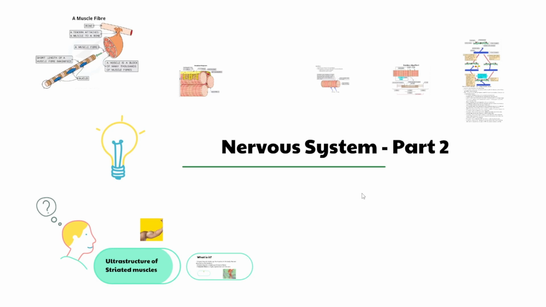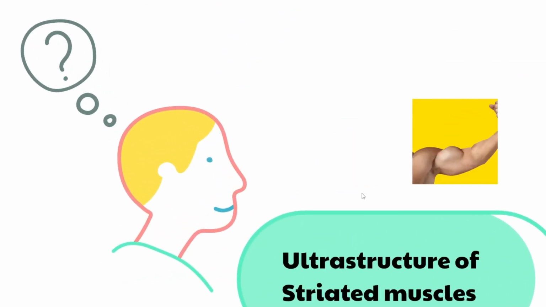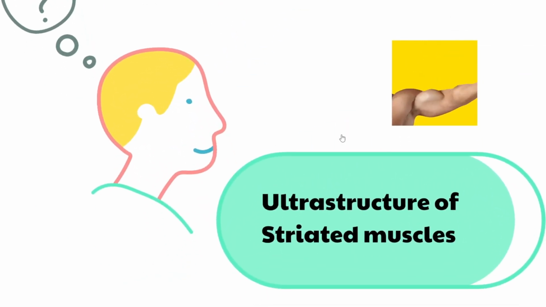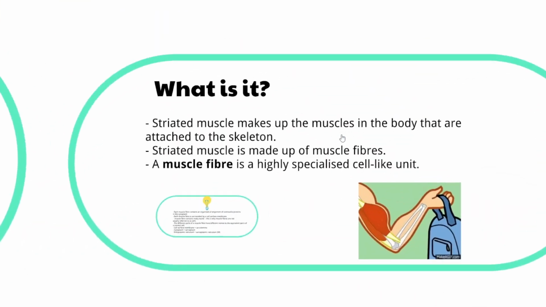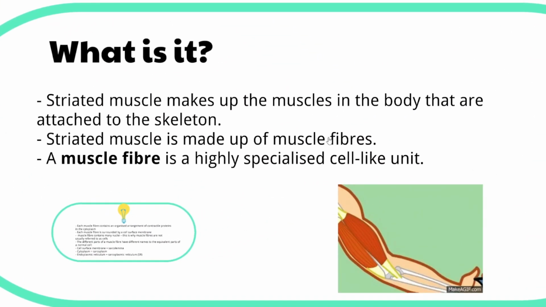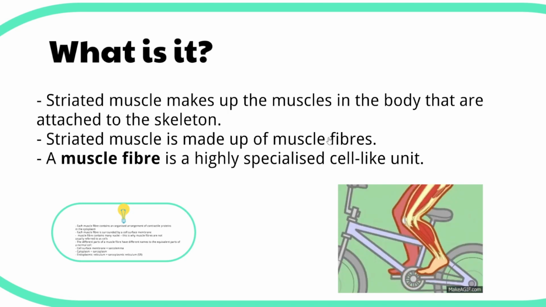This is my fifth A level biology video, and we're going to learn about part two of the nervous system in this chapter. Today we're going to learn about the ultrastructure of striated muscles. Before that, of course, we have to know the simple structure of the striated muscles. Remember that every single muscle has a lot of muscle fibers in it.